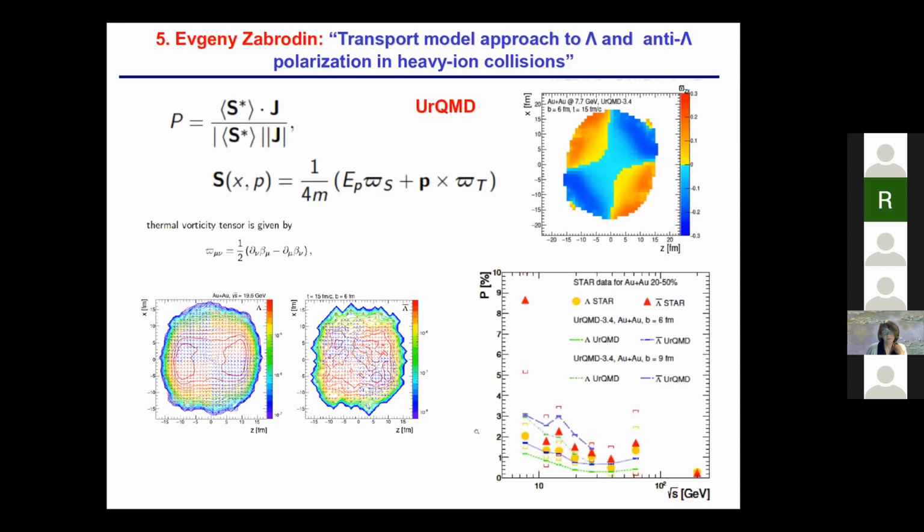And the last talk was by Evgeny Zabrodin, who presented a transport model approach, UrQMD actually, for lambda polarization. The main idea is that polarization could be coupled to the vorticity, and vorticity you can calculate in the transport approach. He obtained a quadrupole behavior of vorticity. In this plot, he explains the different origin for production of lambda and anti-lambda. And here he showed the main result, how polarization of lambda occurs as a function of square root of s.